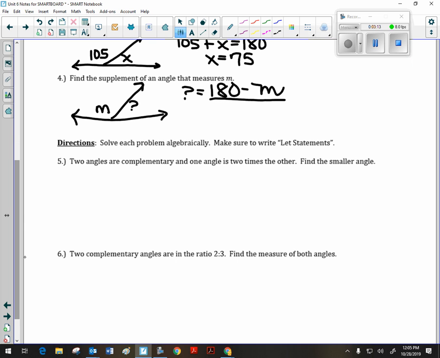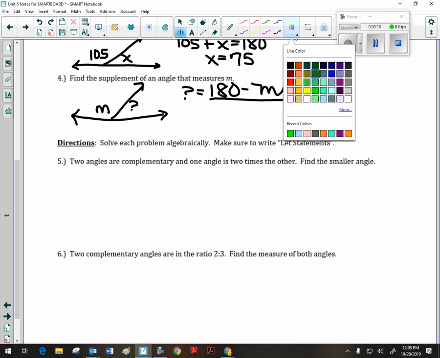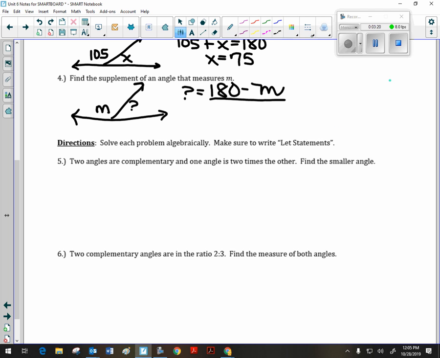In the next section, we're going to be talking about some word problems, and in these word problems, you want to make sure that you are either drawing a picture or writing a let statement. A lot of times you'll see me write a let statement using a picture rather than actually formally writing out let x equal. So when it says make sure that you write your let statements, please remember that it is totally acceptable for you to use a picture for your let statement.